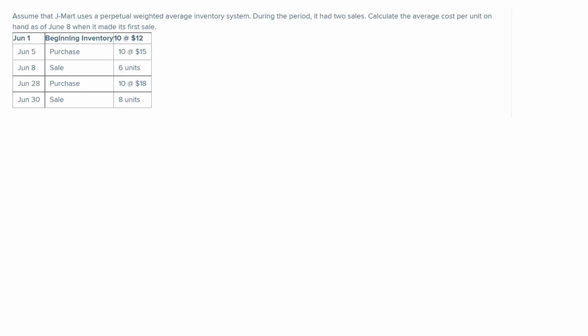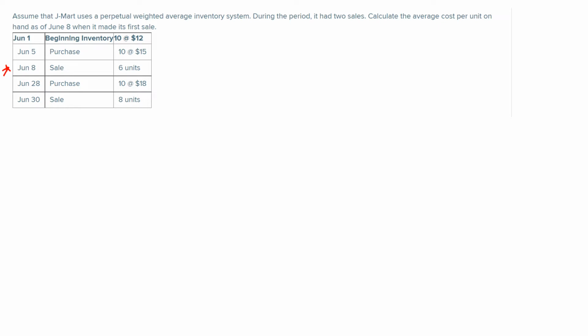Weighted average examples. Assume that J-Mart uses a perpetual weighted average inventory system. During the period, it has 2 sales. Calculate the average cost per unit on hand as of June 8th when it made its first sale.